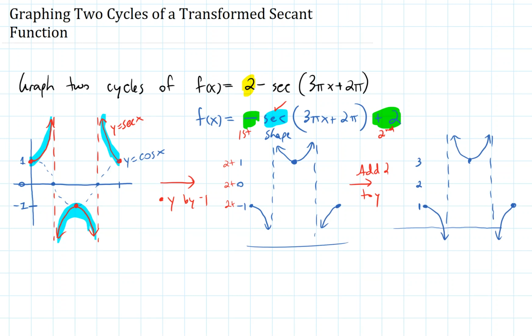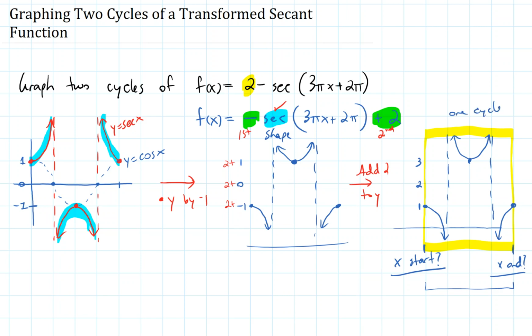So this guy right here is the shape that we're going to deal with, and we just have to determine where does it start. In other words, what x value is it going to start at right here, and what x value is it going to end at over here. And then we can determine things like the period, how long that cycle is. So this will be one cycle, okay?